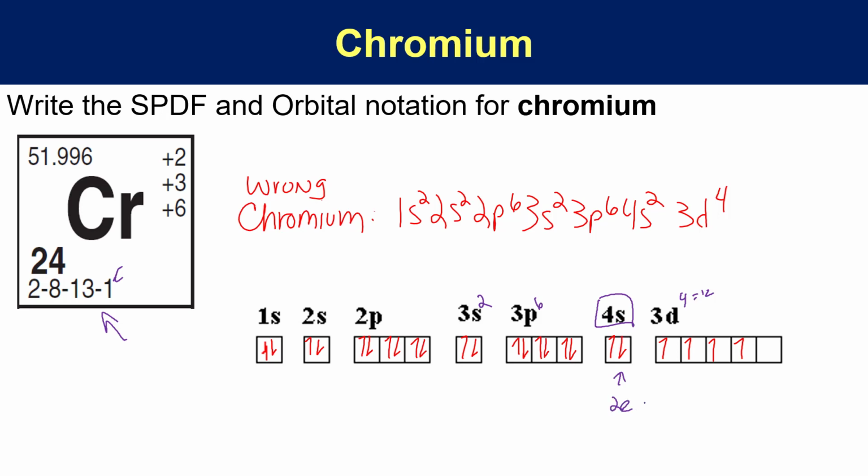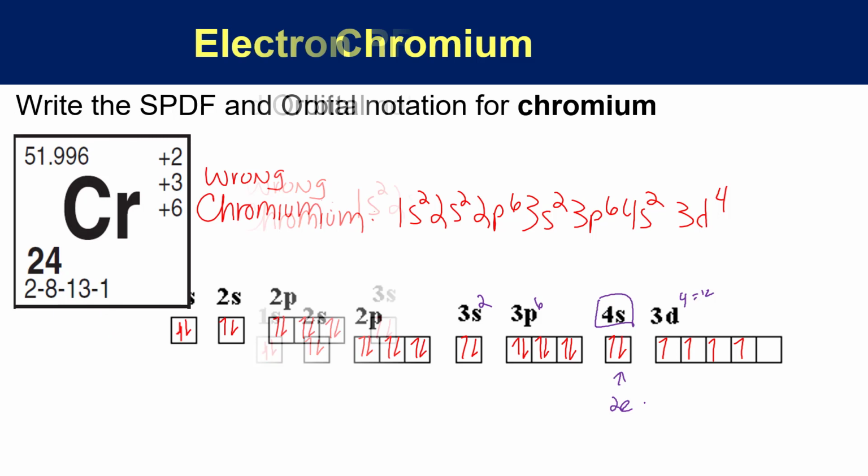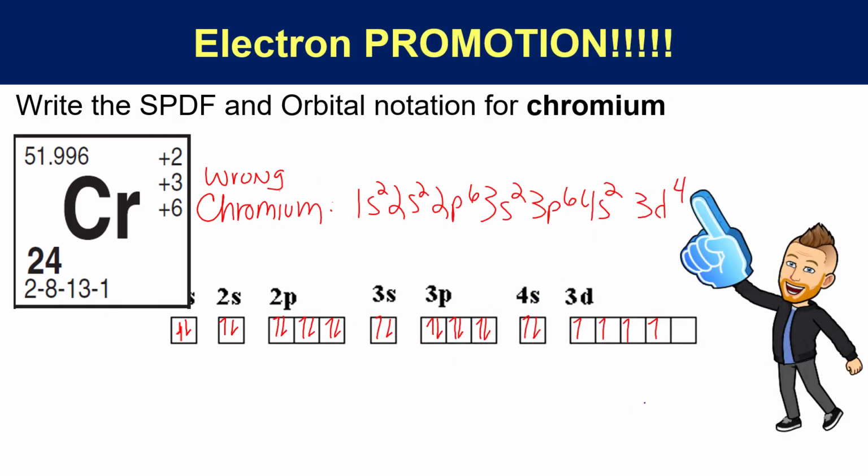Did New York State indeed make errors in the periodic tables that they distributed to everyone? Or is it something we did? Well, it turns out that even if you wrote 4s2 3d4, you probably did everything right according to the rules, but the reality is that is not the real chromium electron configuration.